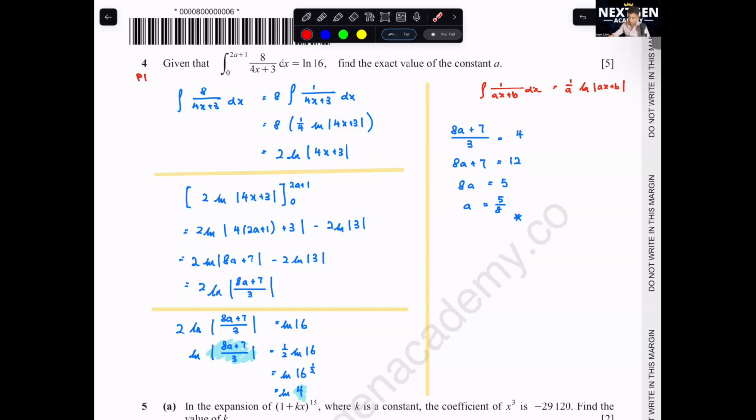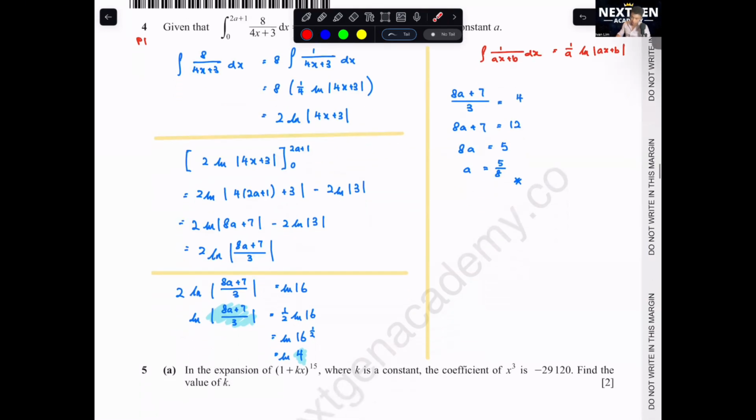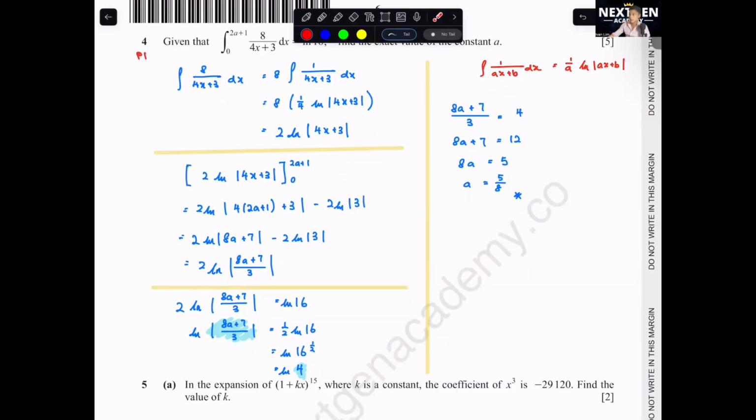When to do square instead of doing it separately? Both ways also can. Just that you choose the way that's easier to do. For me, I prefer to do like that. But if you square it, if you change this into square, this one into square, then it will just be ln 8a plus 7 over 3 square. So it'll still be the same one. You'll still come out with the same value. This is a 5-mark question. I would say this one can come out in paper 1.